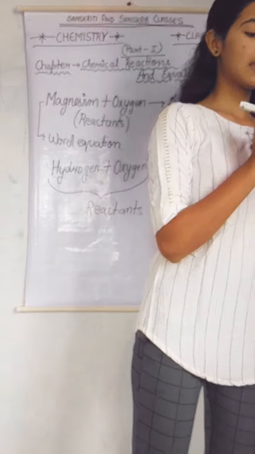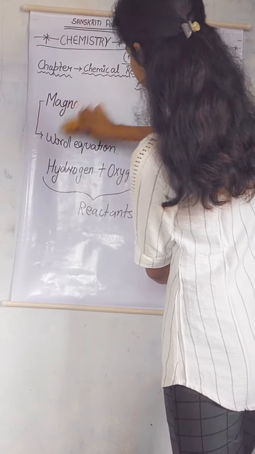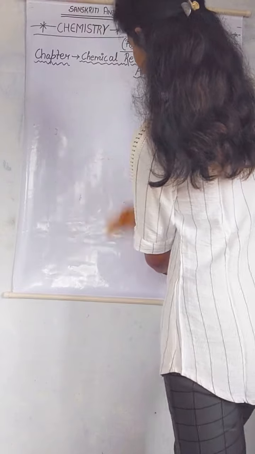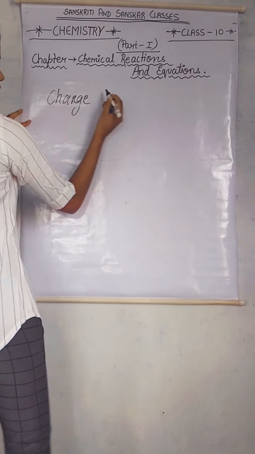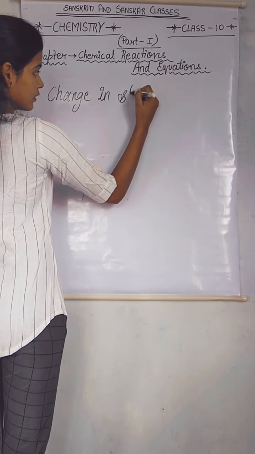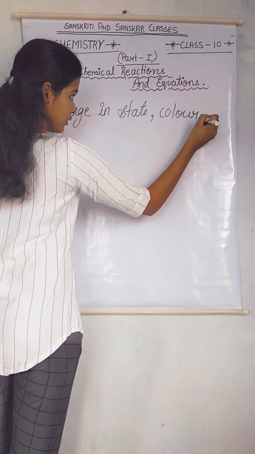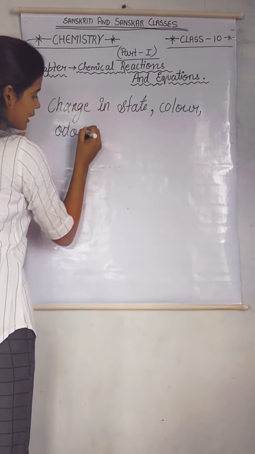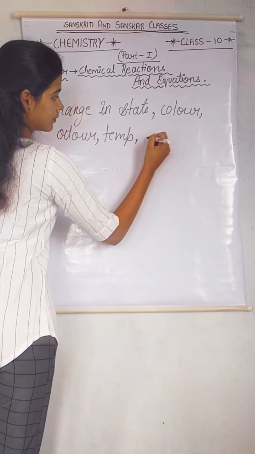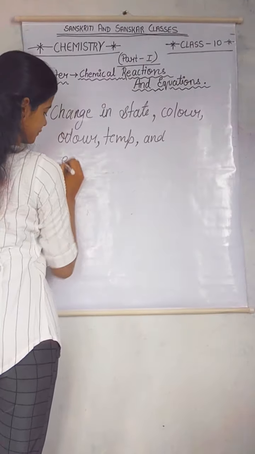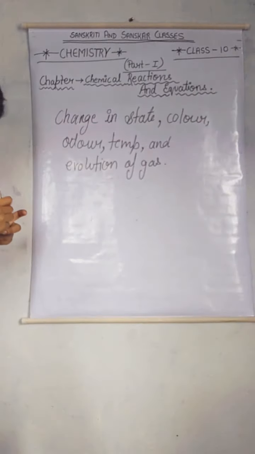Now whenever a chemical reaction takes place, we can see the following changes: change in state, color, odor (odor means smell), temperature, and evolution of gas. We can see these things.